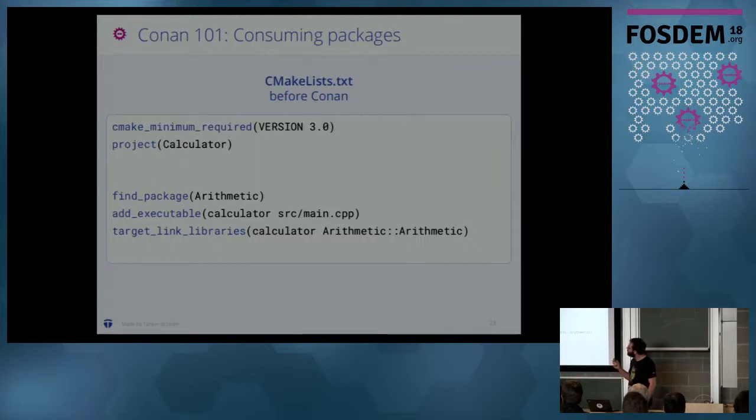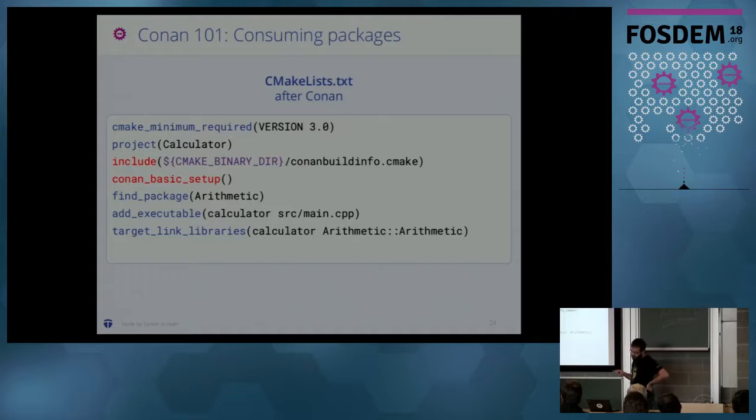And then one final thing to change in our project. This is the CMakeLists.txt that was written before the Conan integration. As you can see, we have our calculator project, we have a find_package, then add_executable, and finally we link our executable to the package that we found. If you use find_package with Conan, there are only two lines to include. You have to include the file that Conan generated previously, and then you need to call this conan_basic_setup macro, and that's it.